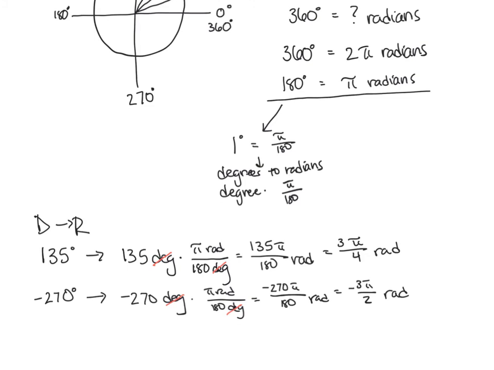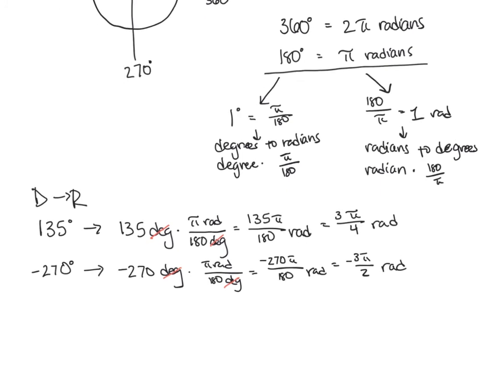But what if we wanted to go from radians to degrees, which is, I think, more likely what you'll want to do? If we go back up to what we were doing earlier, instead of dividing both sides by 180 to get the degree by itself, we're going to divide both sides by pi to get the radian by itself. So we're going to say that 180 over pi is equal to 1 rad, or radian. So if you want to go from radians to degrees, you're going to take whatever radian you have and multiply it by 180 over pi. So let's try this.